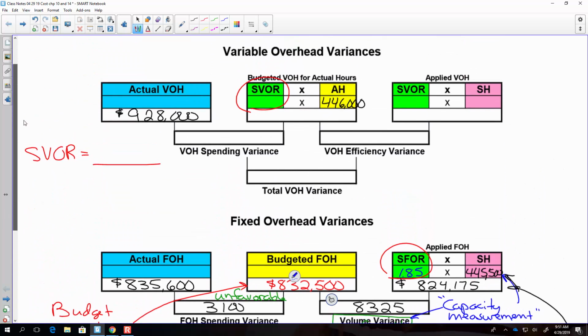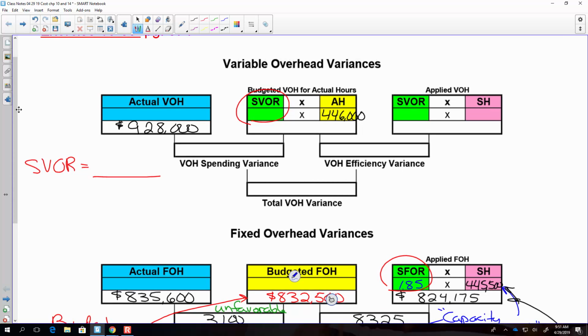All right, let's go to the variable section. Again, let's start with the SVOR. This is a budget number that we determine at the beginning of the year. Our budgeted dollars are how much? They don't tell us directly. We have to figure it out. If our total was 1.77 million, of which 832 was fixed, what must my variable be then?